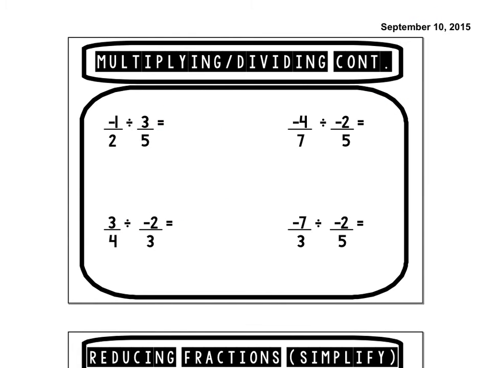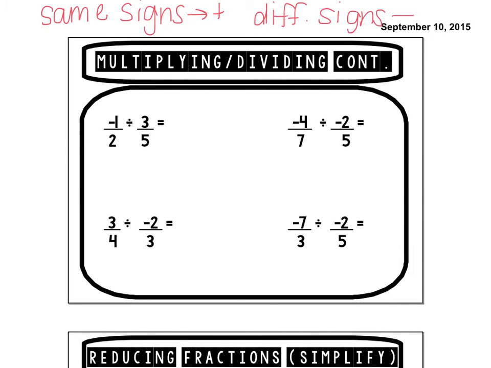Here we have some division problems, same rules as multiplication, so same signs give us a positive answer, while different signs give us a negative answer. We can't forget our rules for fractions though. Dividing fractions easy as pie, flip the second and multiply. So I had to flip the second, and top times top gives me a -5, bottom times bottom gives me a +6.